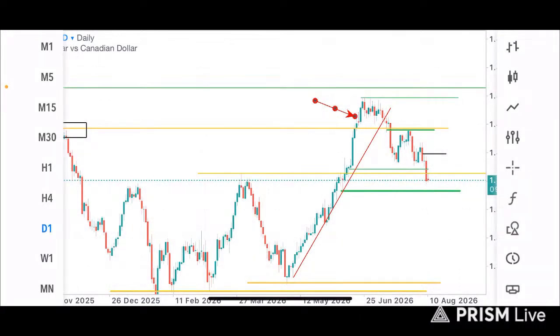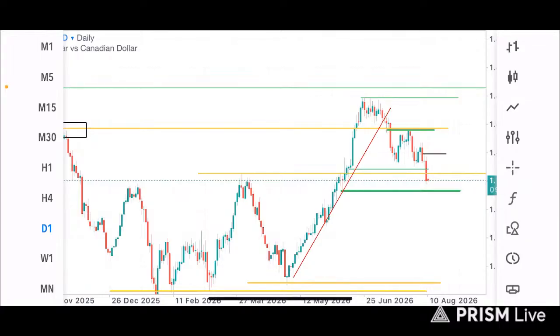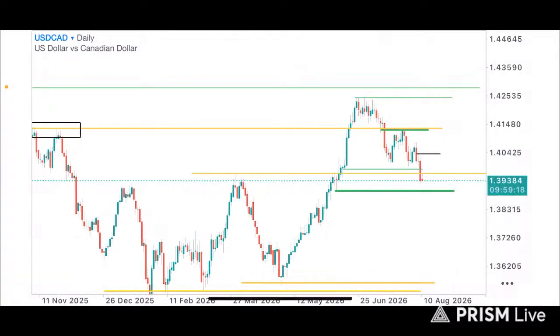Remember, this is the daily time frame, so every candle right here, big or small, has a huge impact on price movement on the day. All right, so let's drop this.